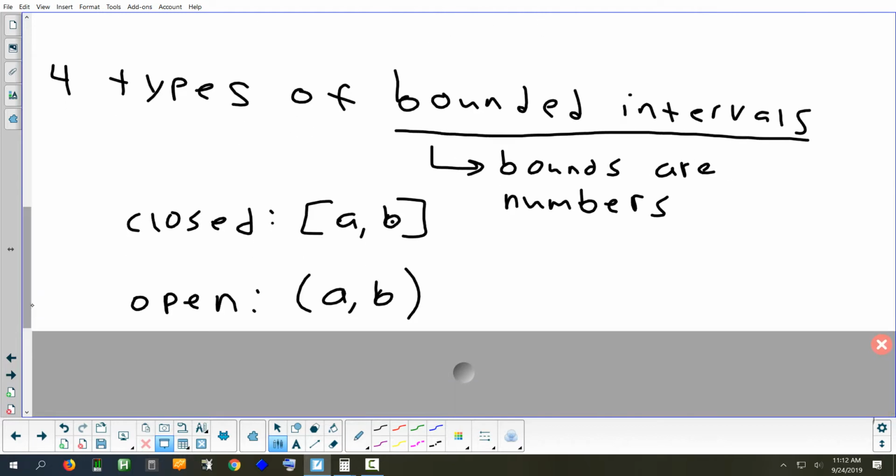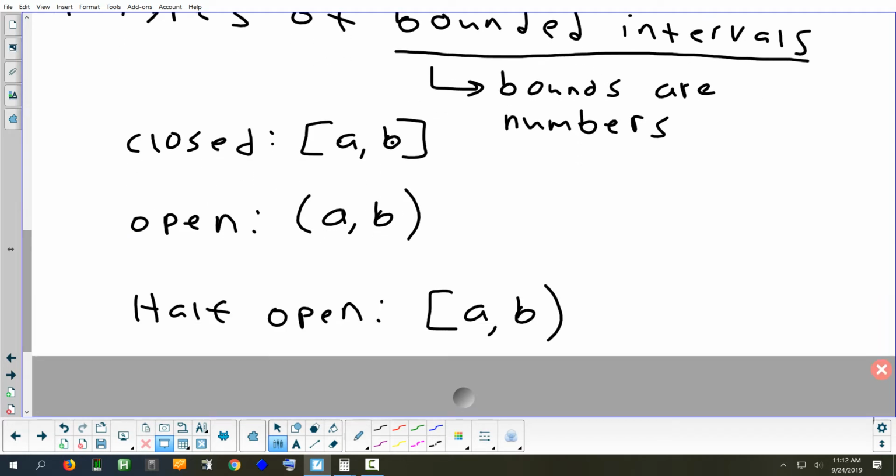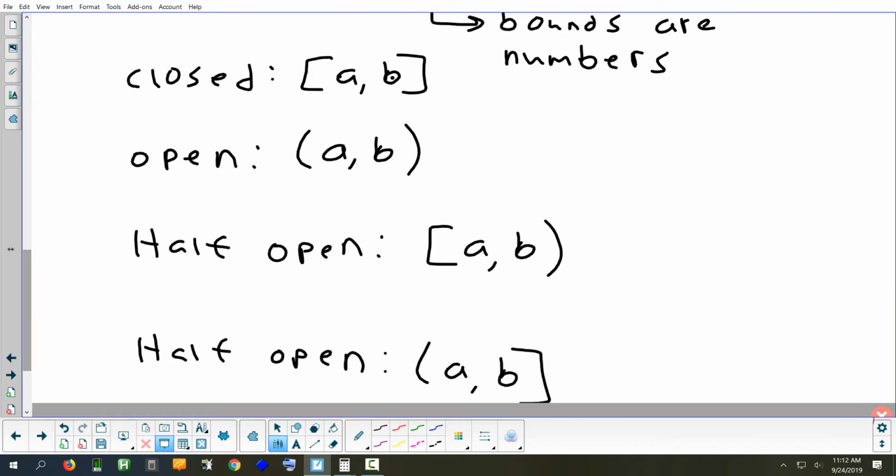So I said there's 4 types. What else do you think we could have? We've got a completely closed, a completely open. Partially open, or partially closed, depending if you're optimistic or pessimistic, but either way. So that's a half open interval, specifically half open on the right. It's closed on the left. And that's another half open interval, this time half open on the left, closed on the right. But they're all bounded.